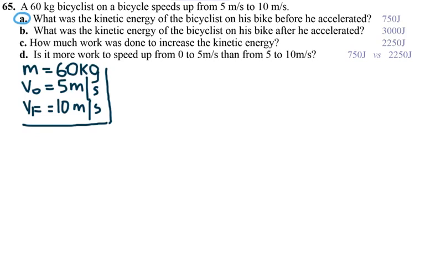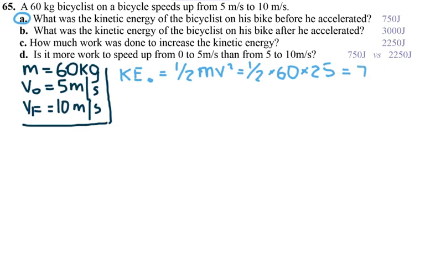So I have to calculate the initial kinetic energy, and that is 1/2 the mass times v squared. So I have 1/2 times 60, velocity squared is 25. So it looks like it's going to be 30 times 25, 750 joules.